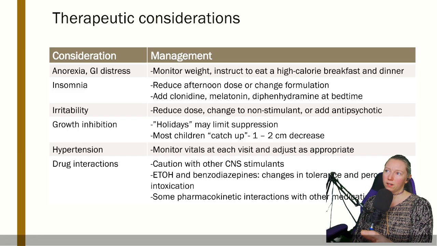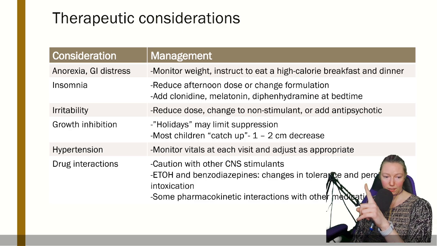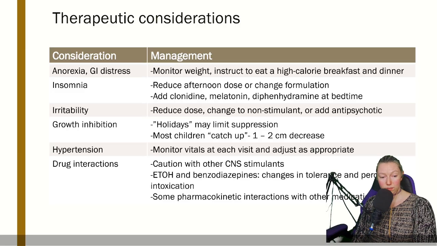If they find irritability, we can reduce the dose, try a non-stimulant, or if it's really the only thing that's otherwise been really beneficial, sometimes we can add an antipsychotic medication, but those have their own risks associated with it. This probably more commonly occurs for individuals who have autism and ADHD, because some antipsychotics are particularly approved and beneficial for irritability associated with autism as well.